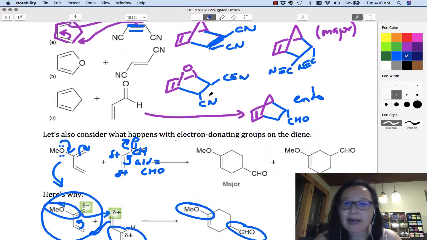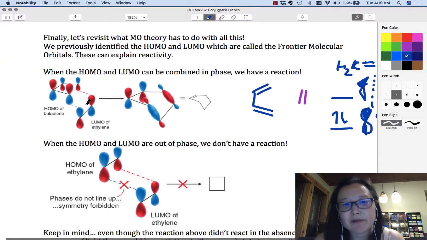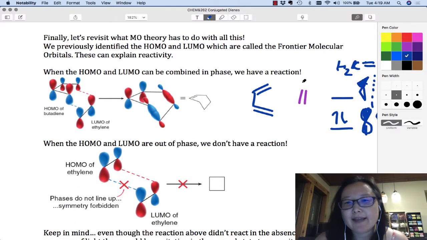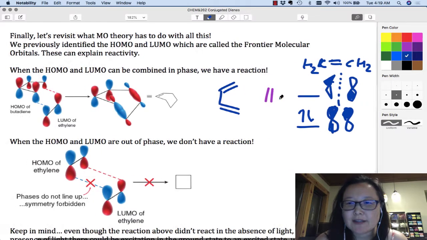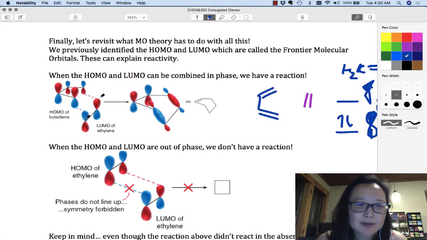So let's say we happen to take the HOMO of the diene and the LUMO of the dienophile, and the dienophile is ethylene. So the LUMO is going to be the lowest unoccupied molecular orbital, and that's the one where they're out of phase, okay, so with one node. So over here, that's what they have.